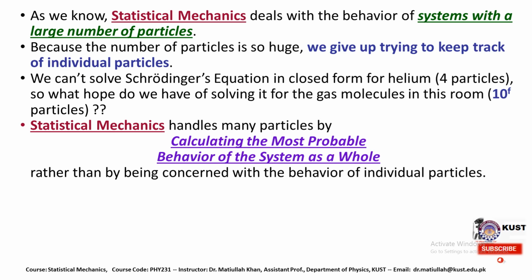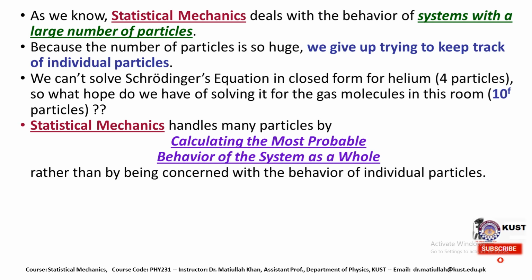So we have another method of solving it, and that is a bit different. Statistical mechanics handles many particles by calculating the most probable behavior of the system as a whole. It's a different approach because we cannot reach each of the particles involved in the system, as the number of particles is huge. So we calculate the most probable behavior of the system as a whole, rather than being concerned with the behavior of individual particles.